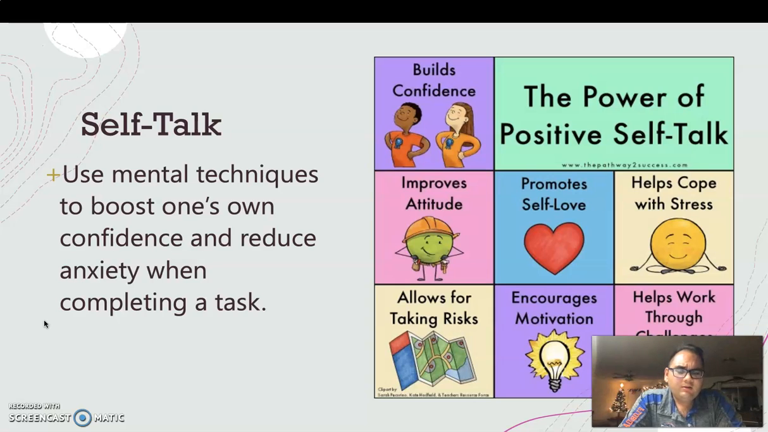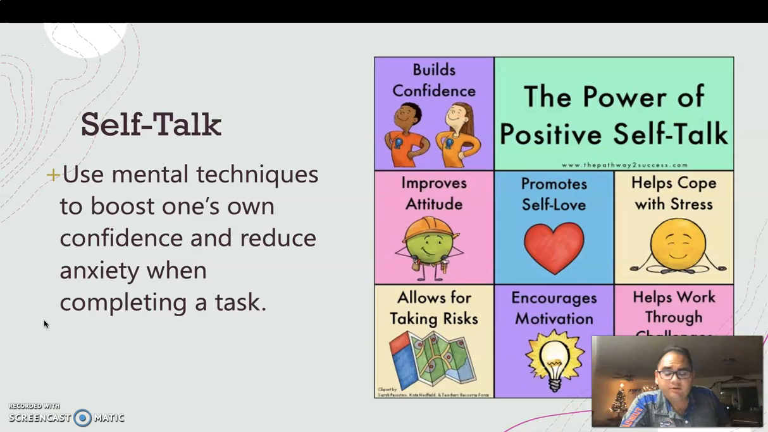So self-talk promotes positive, high self-esteem. Through self-talk, we are able to build the student's self-esteem, build their confidence, raise their attitudes. It actually reduces stress and anxiety. In turn, it allows the student to be confident in themselves. And once they're confident in themselves and they believe in themselves, they're able to learn.